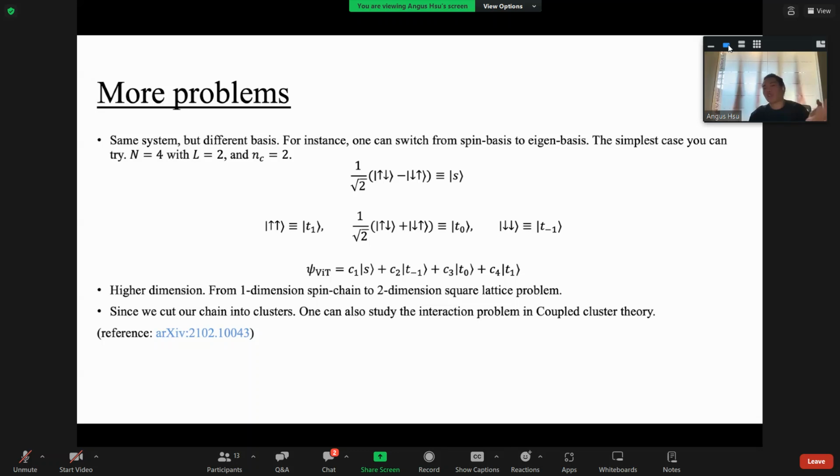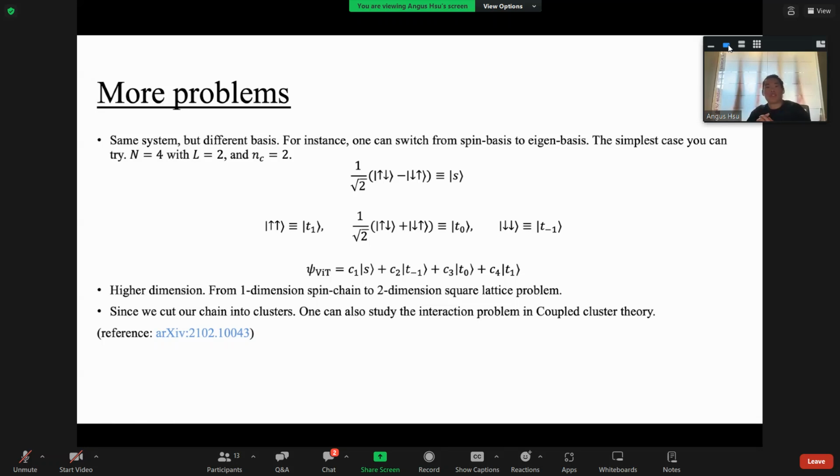Imagine you have a four-site system. You have two clusters, each cluster has two spins. Essentially, what you have is a singlet or triplet combination, right? So this is the form of your ground state wave function. You can also learn the ground state wave function of this kind of system. I think that's definitely possible to do.